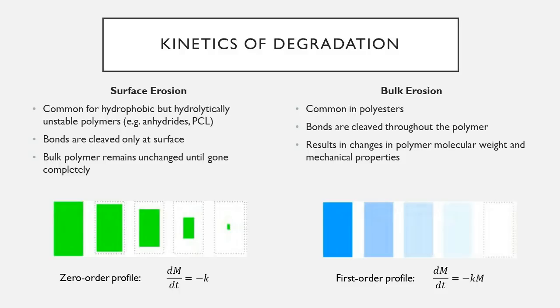This is where hydrophilic polymers have the ability to absorb water, and then water and the accompanying ions induce hydrolysis throughout the bulk of the material, not just the surface. Very common in polyesters. That's a classic example. Now, bulk erosion results in changes throughout the bulk of the material, right? So material properties change throughout the degradation process.